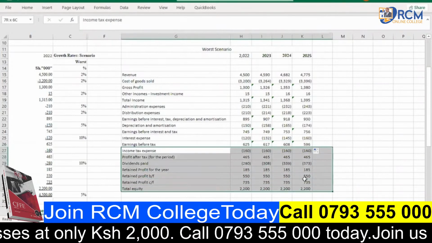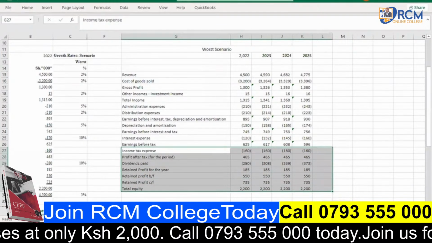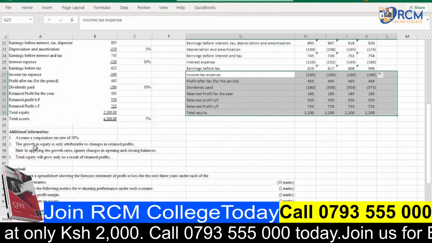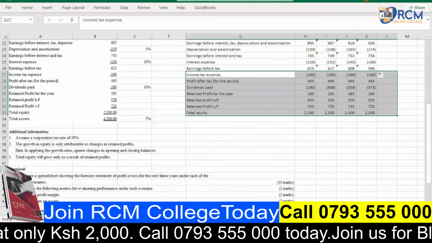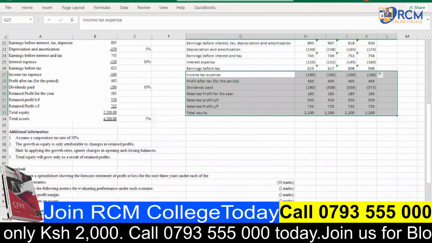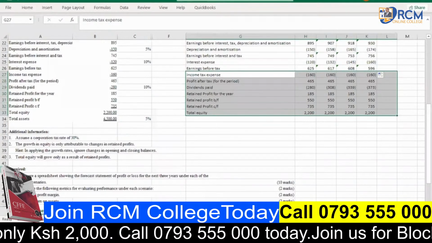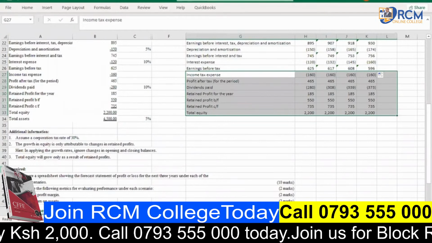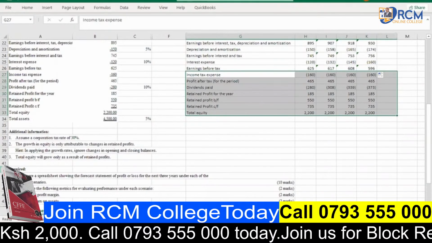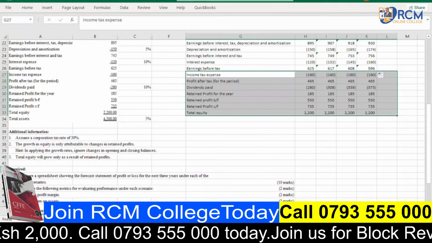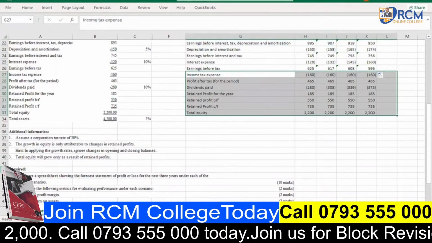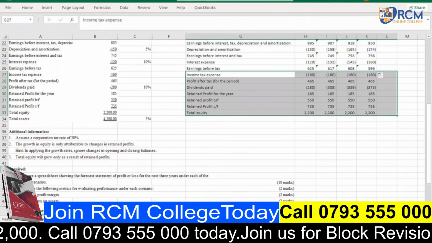Then this side here, the examiner adds some instructions, which we need also to look at. So assume corporate tax is 30% of the earnings before taxes. The growth in equity is only attributed to changes in retained profits. The equity will grow only as a result of the retained profits. So that one is well taken care of.